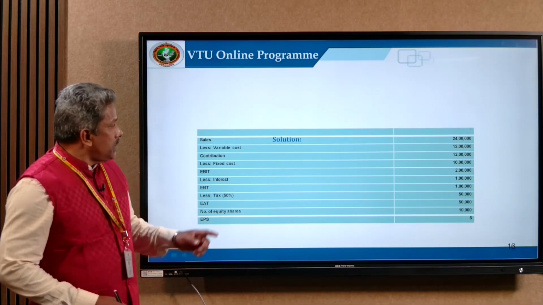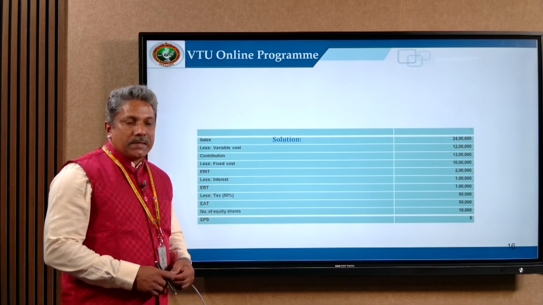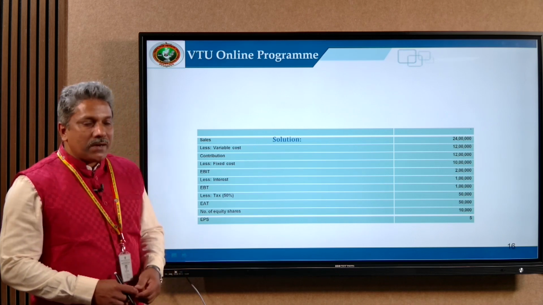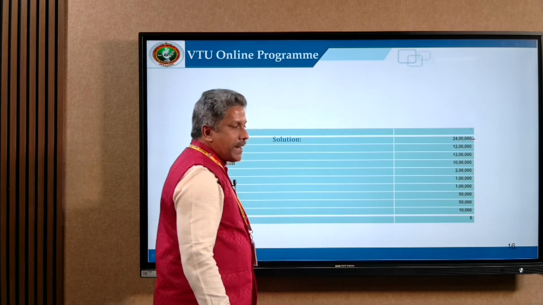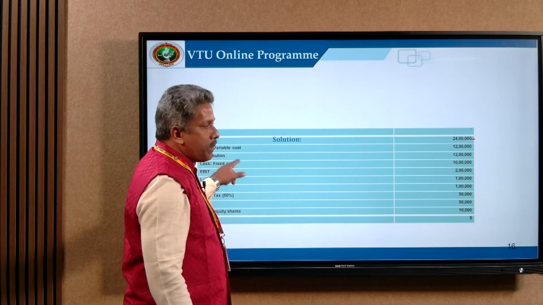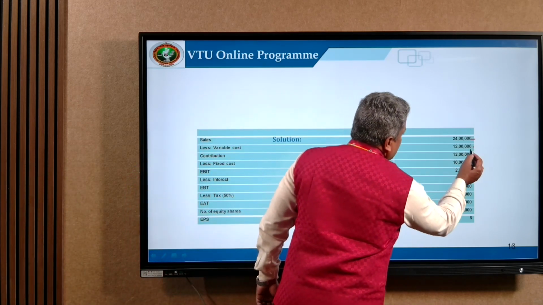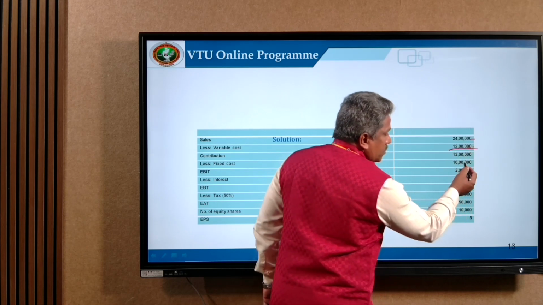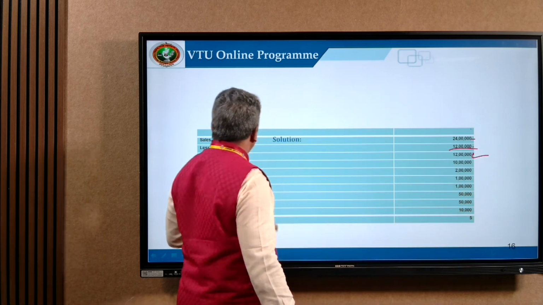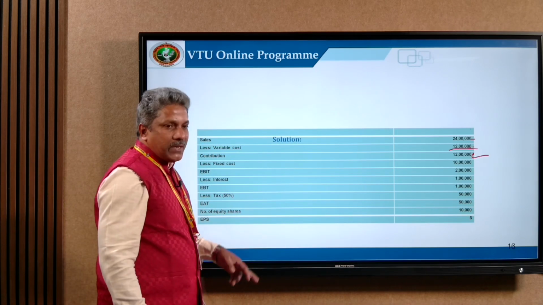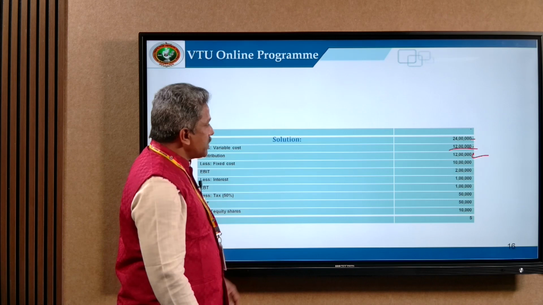Yes, dear friends, now you can see how these leverages are calculated. We are discussing that 24 lakhs rupees is the sales and 50% of that is variable cost. So, 12 lakhs rupees is deducted. When we deduct 12 lakhs from 24 lakhs, we get 12 lakhs as contribution, sales minus variable cost.